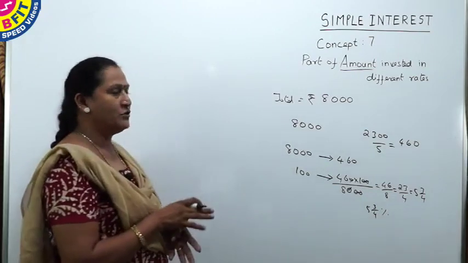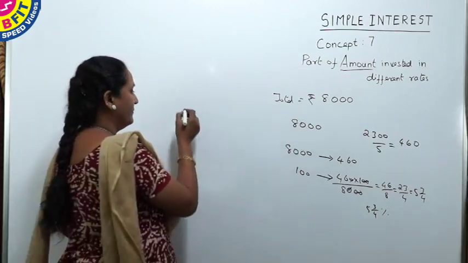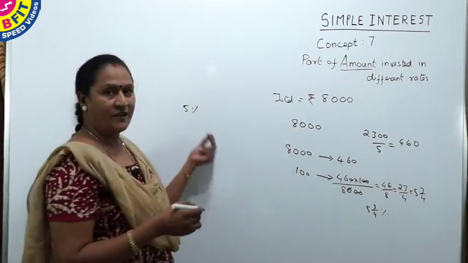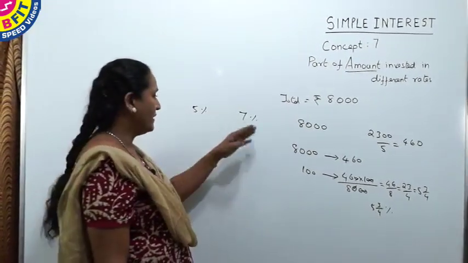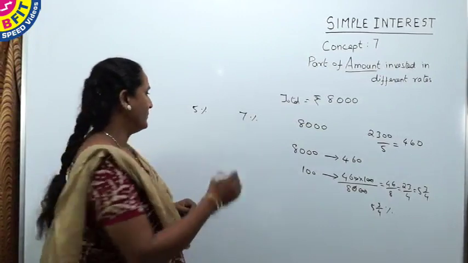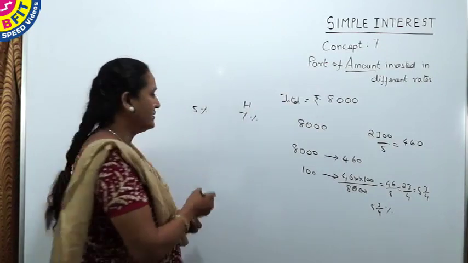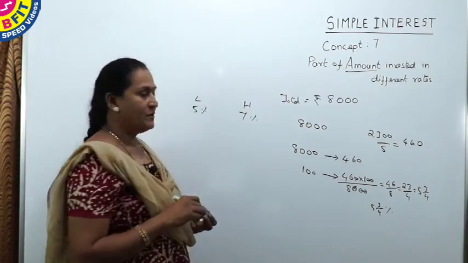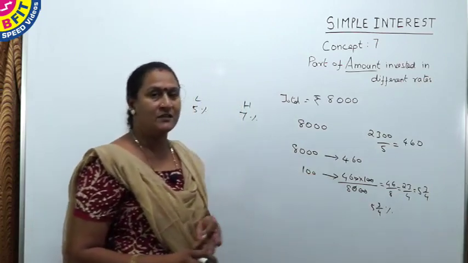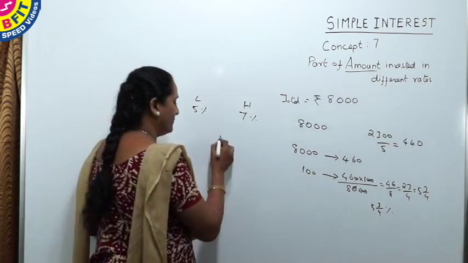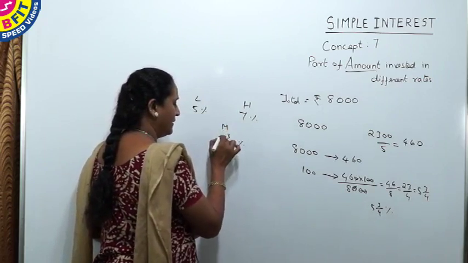So we can find the ratio of investment which is given in both the rates of interest. So writing the 5% here and 7% here. You can write either 7 first or 5 first. So this is the highest rate of interest, and this is the lowest rate of interest. For 100 it is 5 3 by 4, which is the median rate of interest.